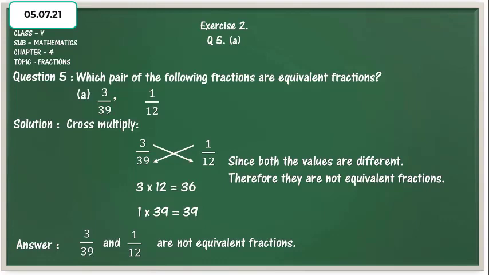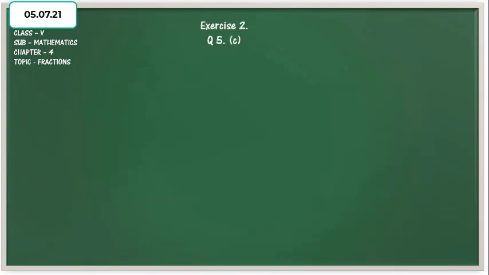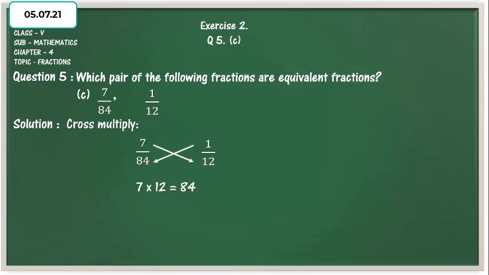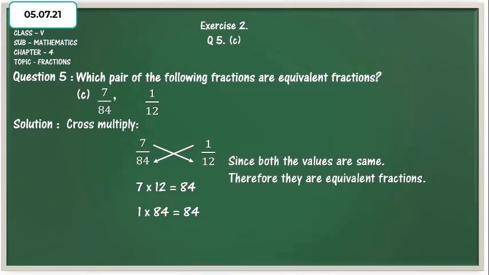Let's try to solve one more question. This is question number 5C. Again we are having the same question. Which pair of the following fractions are equivalent fractions? But the fractions are different. Here the fractions are 7 by 84 and 1 by 12. Let's try to cross multiply again. So multiplying 7 with 12 gives us 84, and multiplying 1 with 84 gives us 84. Here we can see that both the values are same. Therefore, they are equivalent fractions. So our answer will be 7 by 84 and 1 by 12 are equivalent fractions.